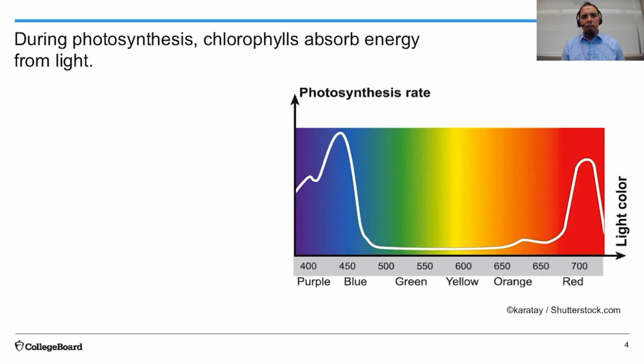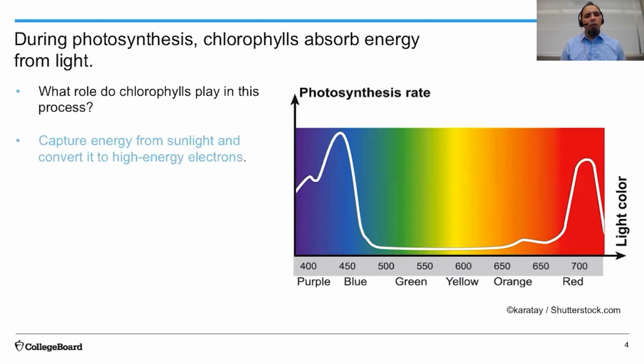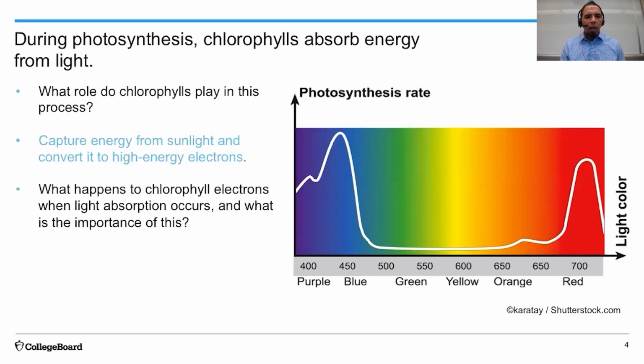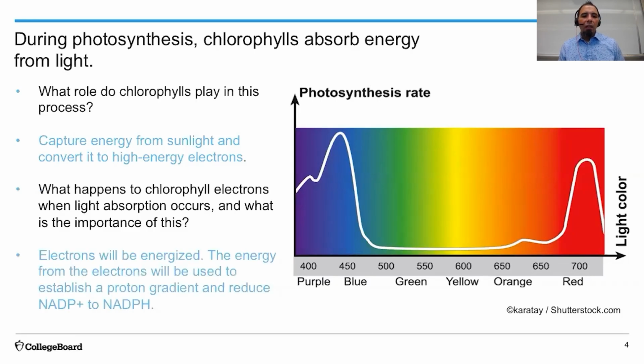During photosynthesis, chlorophylls absorb energy from light. And so what role do chlorophylls play in this process? So maybe pause the video, jot down some ideas. Well, what they do is the chlorophylls capture energy from sunlight and convert it to these high energy electrons. And so what happens to these chlorophyll electrons when light absorption occurs, and what's the importance of this? Electrons will be energized. The energy from the electrons will be used to establish a proton gradient and reduce NADP+ to NADPH. So the important part there is reduction.